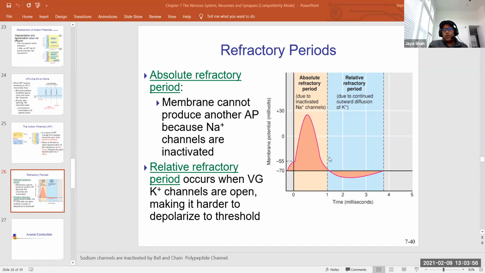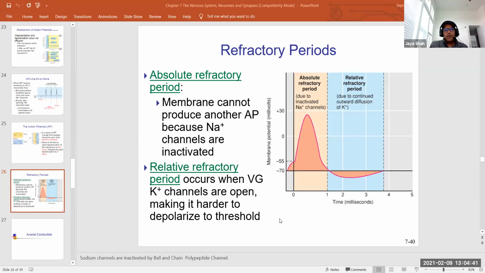Now, once repolarization is done and hyperpolarization starts, you can activate the axon with a stronger stimulus, and that is called the relative refractory period. This is due to continued outward diffusion of potassium. In hyperpolarization, as you know, potassium continues going outside. If you stimulate, you can open the sodium channel and sodium can get inside and bring another action potential, but you need a stronger stimulus. So the relative refractory period occurs when voltage-gated potassium channels are open, making it harder to depolarize to threshold.